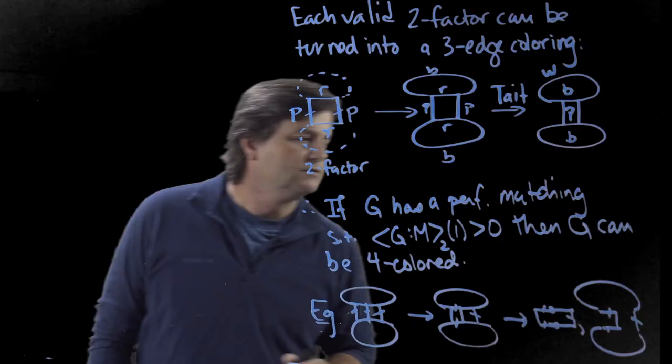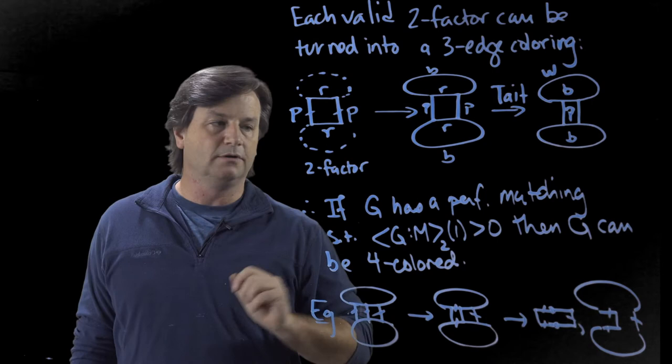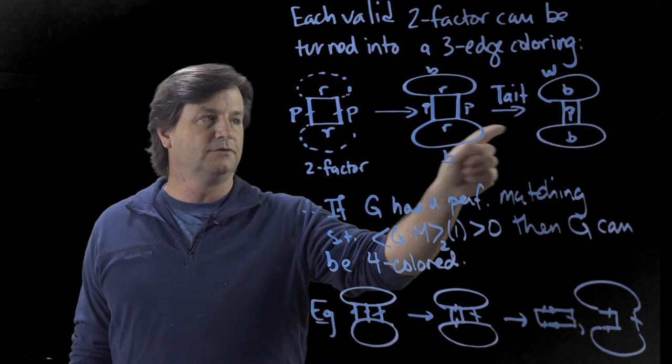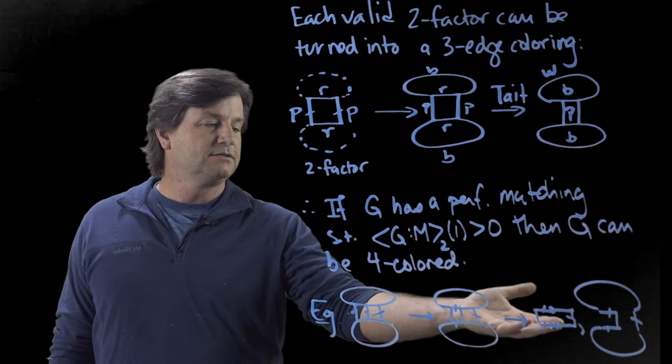So those are the two factors that go through this perfect matching, not that one. And then of course these are valid two factors, and so they produce a coloring, like so. So it's not so much that we have to worry about every perfect matching producing a coloring. Some of them may produce colorings, some may not. It's the fact that at least one of them produces a coloring.